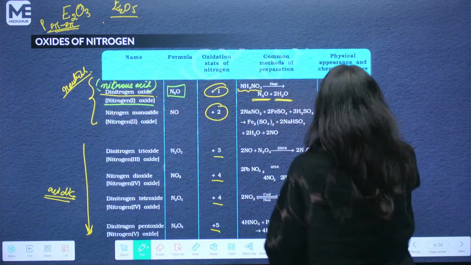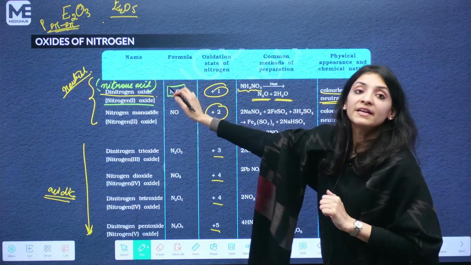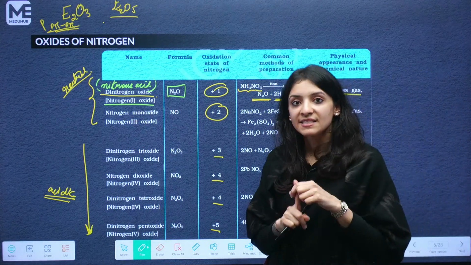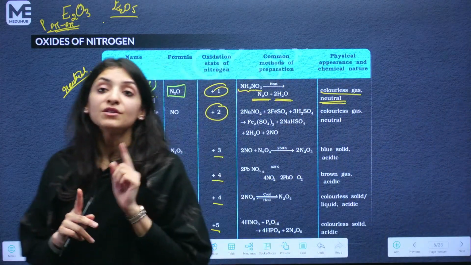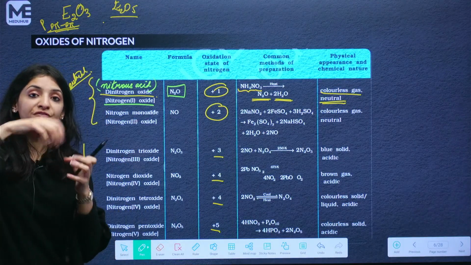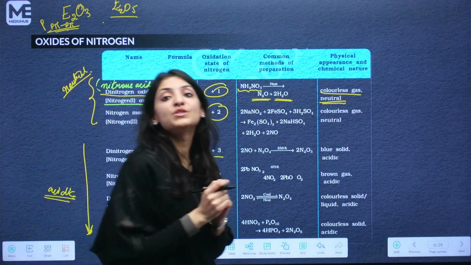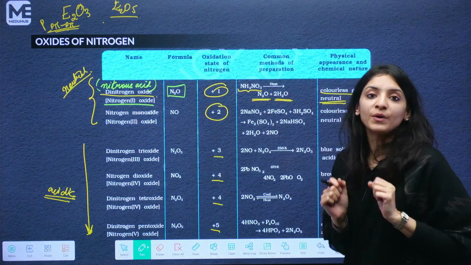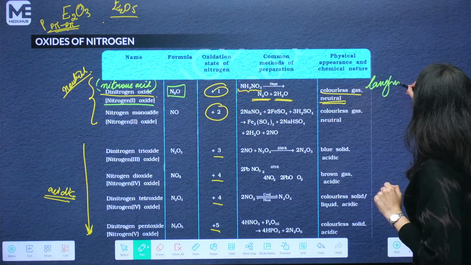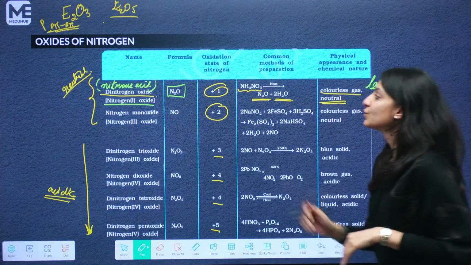Coming back, this is a colorless gas and it is neutral. So this is the first oxide, nitrous oxide. There are two interesting things about nitrous oxide. Nitrous oxide is tasteless and it is non-toxic. So it is used as a propellant for whipped ice cream. When you have ice cream in those cones which is whipped and a little fluffy and frothy, that is because of N2O. And N2O in small amounts also causes euphoria. That is why N2O is also called the laughing gas. Right? So this was nitrous oxide.